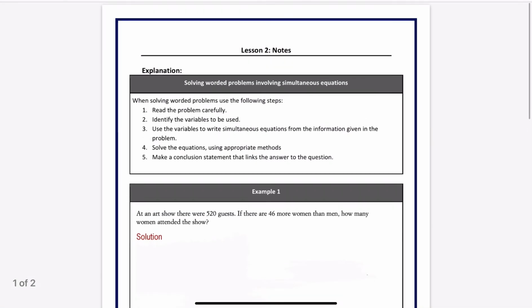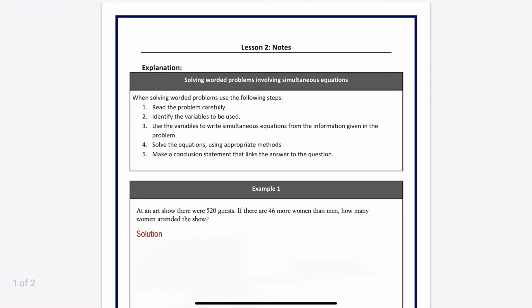Hey everyone! In this lesson, we're going to go through how to solve worded problems involving simultaneous equations.